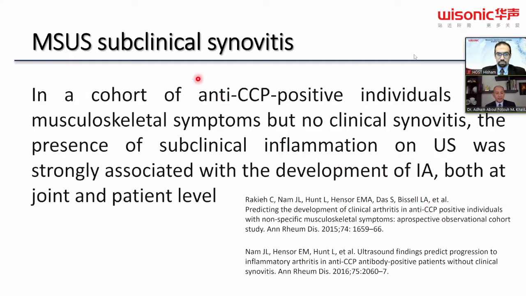Now, regarding subclinical synovitis, this is a very common saying. And in earlier times, we used to be faced with people asking questions. How do we know that this subclinical synovitis is significant? Subclinical synovitis means the patient is in remission, yet we detect activity by ultrasound. So many studies have shown that anti-CCP positive individuals with some musculoskeletal symptoms and no clinical synovitis have subclinical inflammation detected by ultrasound, especially when you combine grayscale and power Doppler. It becomes more specific. And this is associated with the development of inflammatory arthritis, both at a joint level and then at a patient level.